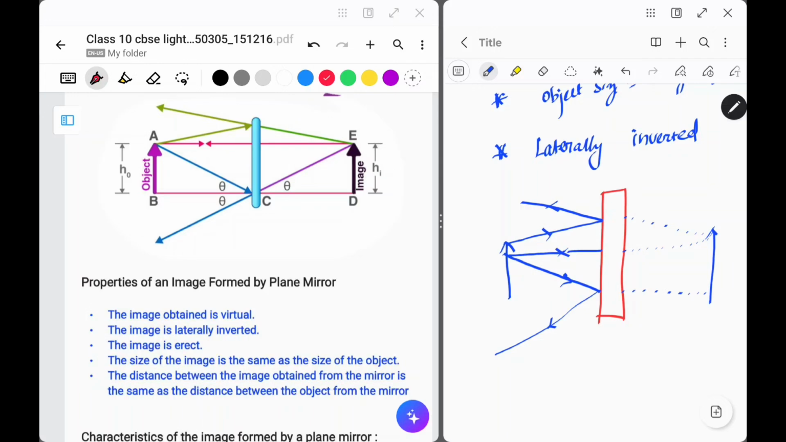Okay, so can you see these properties of images formed by a plane mirror? The image obtained is virtual. The image is laterally inverted. The image will be erect. The size of the image is equal to the size of the object, and the distance of the image from the mirror is the same as the distance of the object from the mirror. Okay, so these are the main things.